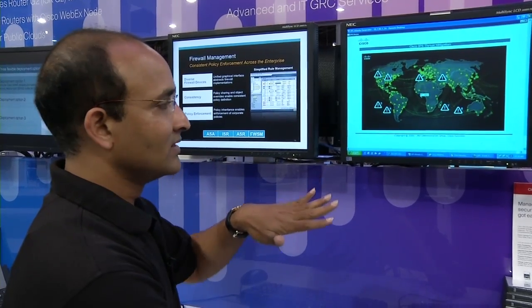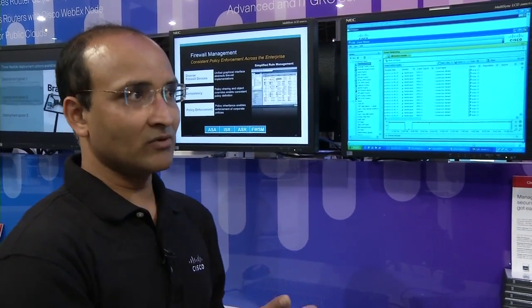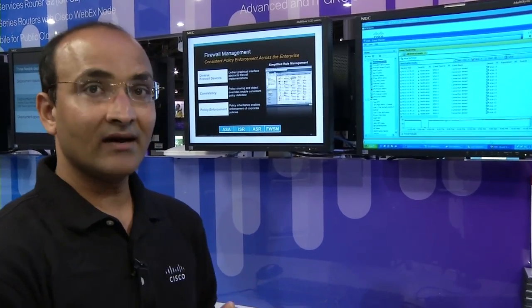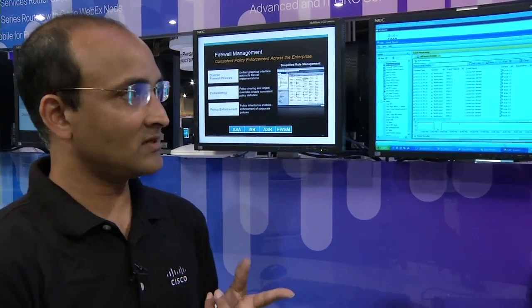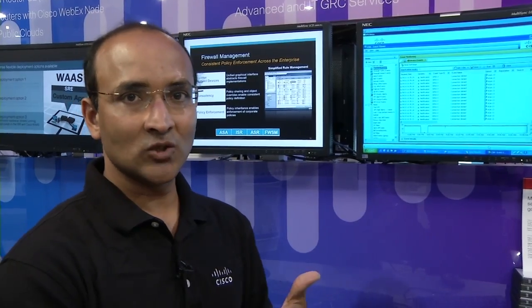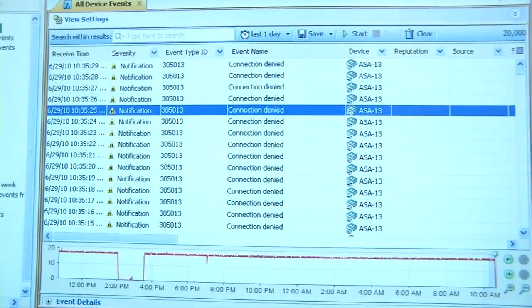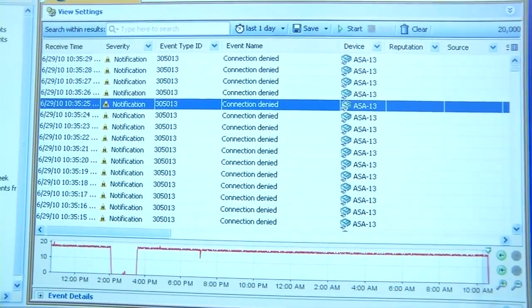Okay. And then these threats, when they actually enter into your network, the devices that we have, Cisco ASA firewall, as well as the IPS sensor, we actually detect those threats and send the alerts to Cisco Security Manager. Okay, so this is Cisco Security Manager here, and we're literally seeing a list of threats that are occurring on the network. Yeah, absolutely.